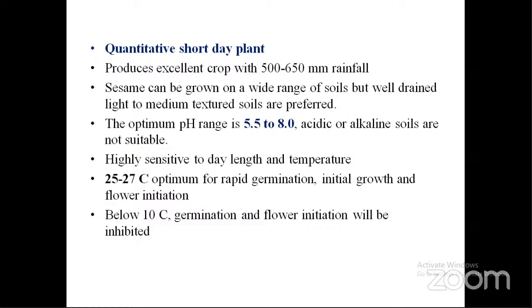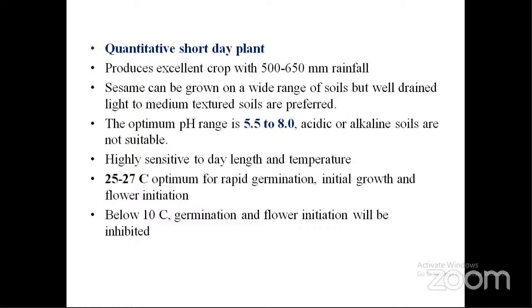And the sesame crop needs 500 to 650 millimeters of rainfall, and it can be grown on a wide range of soils. But drainage is very important. It cannot tolerate excess moisture or waterlogging conditions. And the optimum pH range is 5.5 to 8. Acidic and alkaline soils are also not suitable.